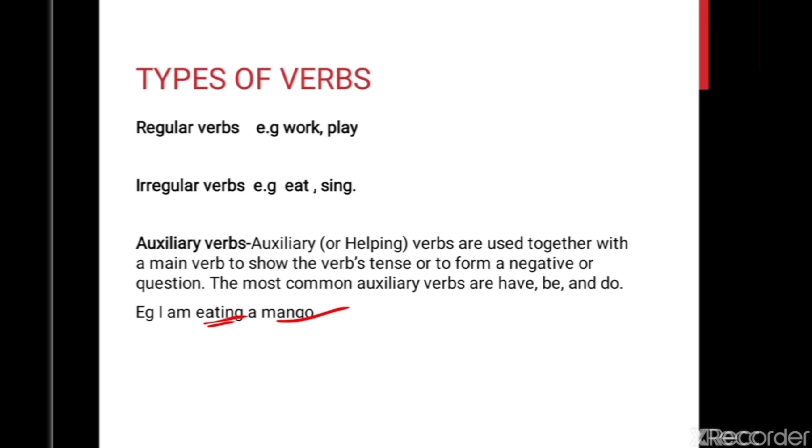But here, am shows the tense of the particular sentence, that the sentence is in present tense, and that is why am is called a helping verb or auxiliary verb. Second example is I am a teacher. Now here there is no main verb. But because of am, I have completed my sentence and the sentence becomes meaningful. So such verbs are called helping verbs.